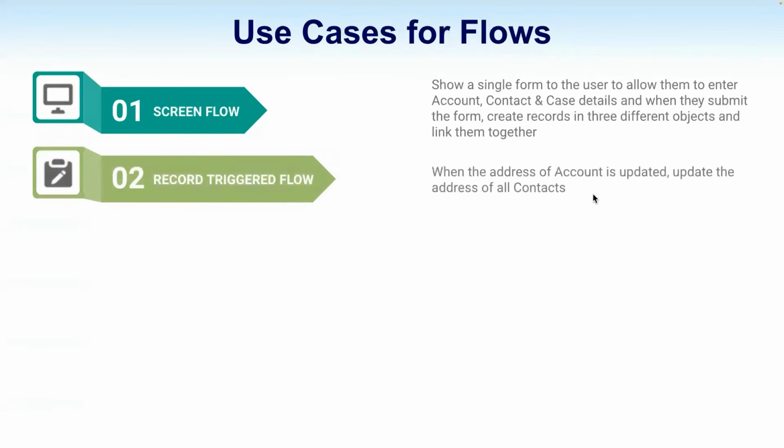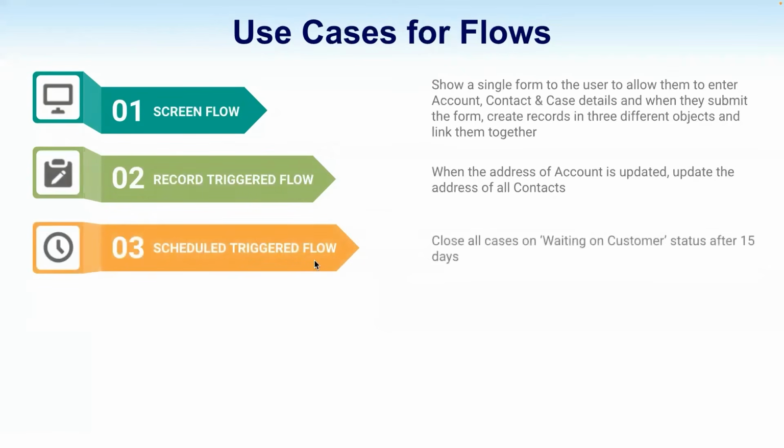For record triggered flow, let's say that if the address of your account gets updated, you may want to update the address of all contacts. So a record triggered flow will be a good choice whenever the account record gets updated. The address of all the contacts can also be updated using flow.